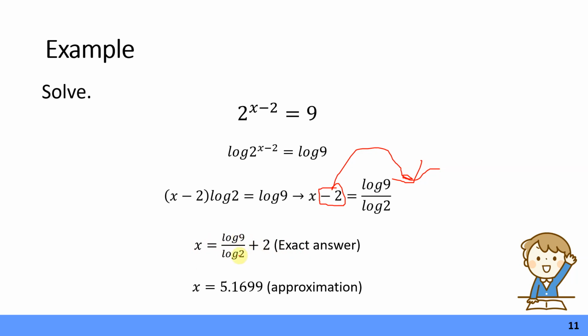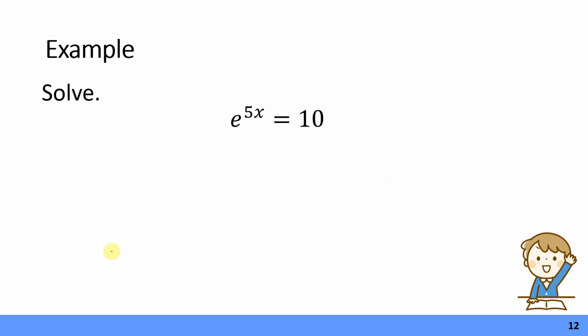Log of 9 divided by log of 2 plus 2, and this would be my answer as an approximation. All right, we only have 2 more to go. e to the 5x equals 10. Again, same thing. There's no way you can have the same base, so we have to add log to both sides.